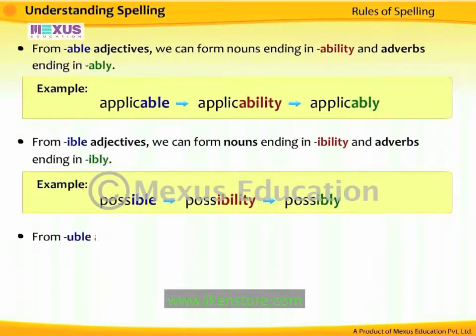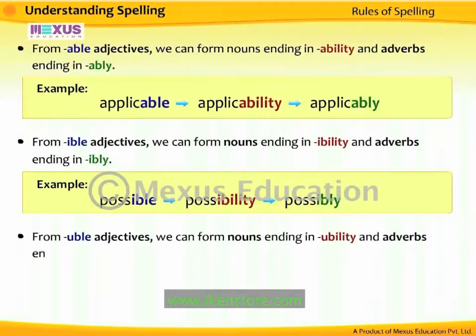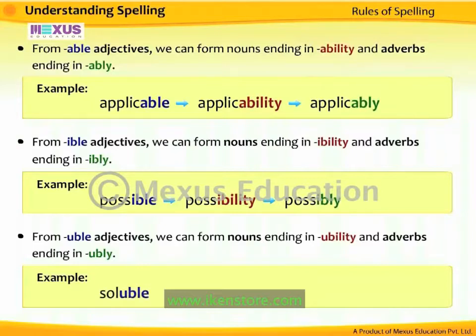From UBLE adjectives, we can form nouns ending in UBILITY and adverbs ending in UBLY. For example, from the adjective soluble, we form the noun SOLUBILITY, solubility, and the adverb SOLUBLY, solubly.